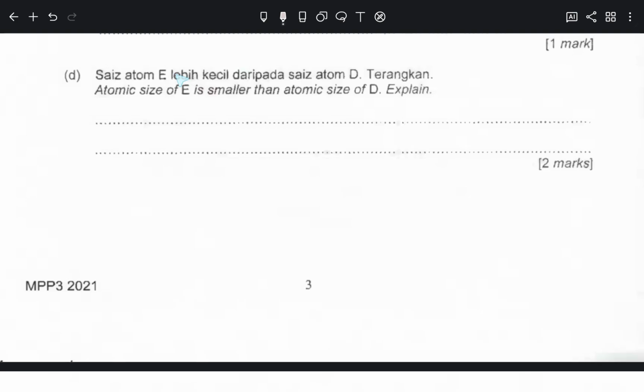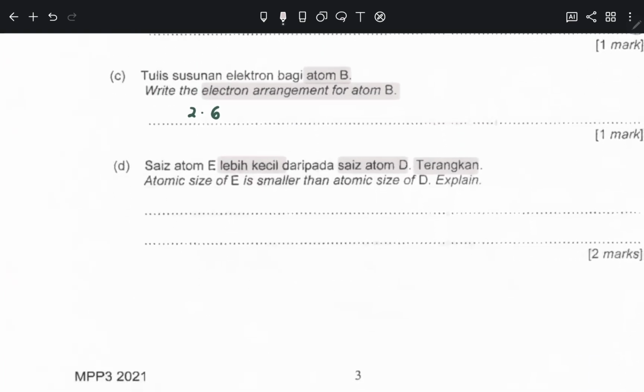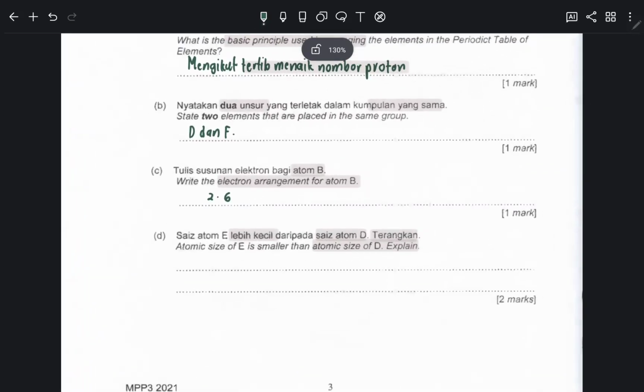This question my student got wrong. I was very curious why she got wrong, because she shouldn't have got it wrong. Above all, she was correct. So, the atomic size of E is smaller than the atomic size of D. Explain. Okay, so you want to talk about atomic size.